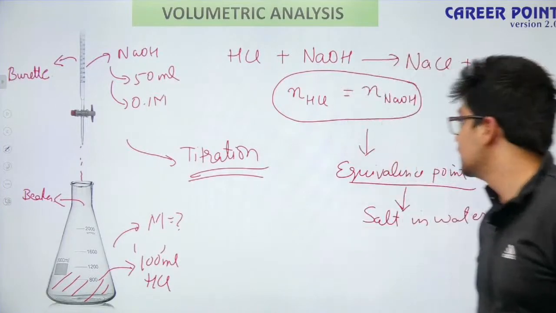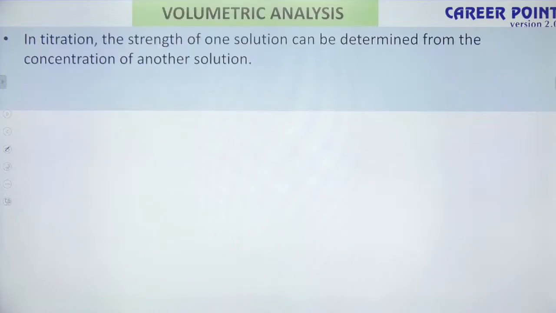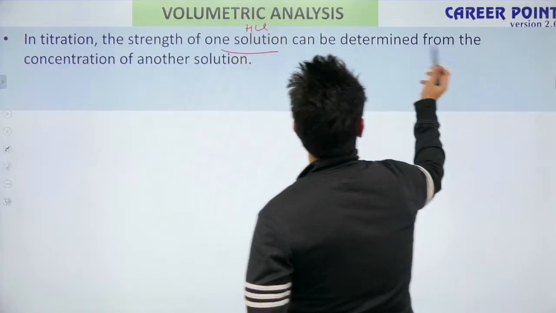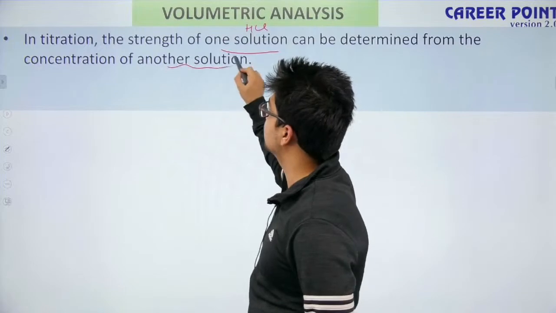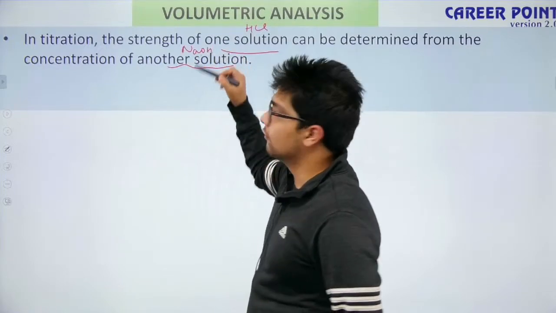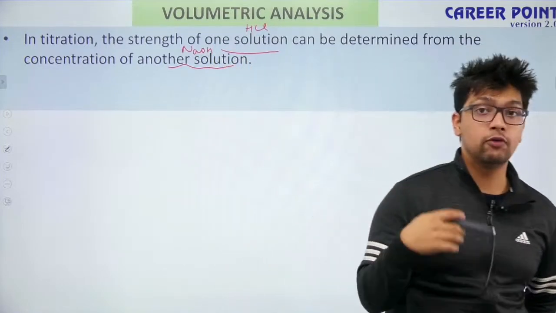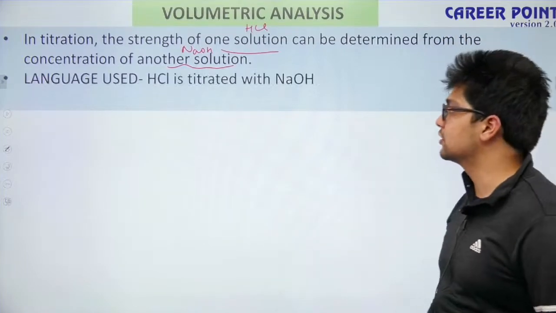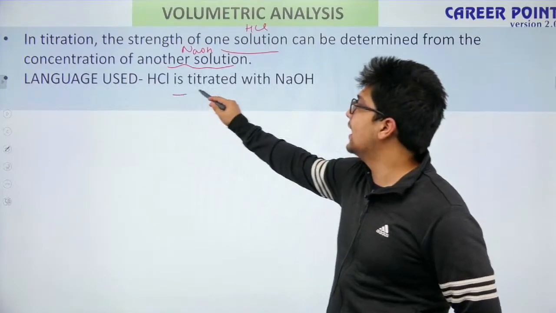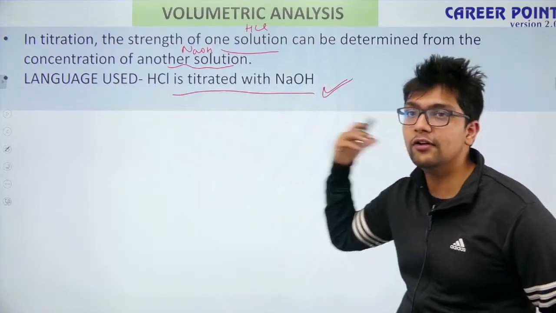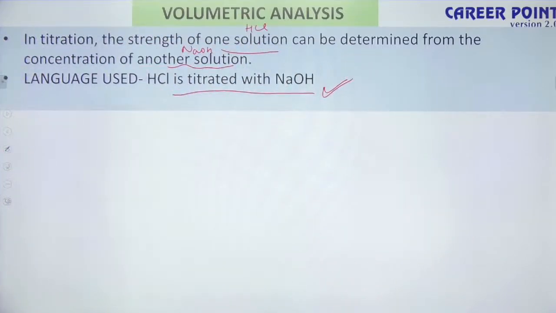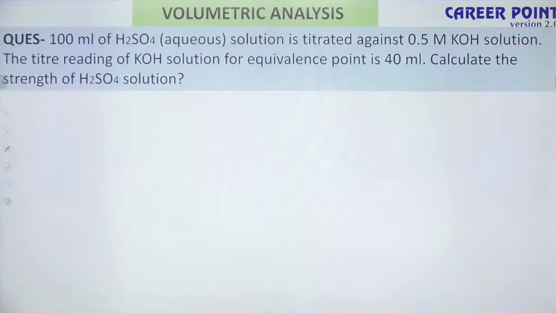Okay, sure. So this is called titration. In titration, the strength of one solution, in our case the strength of HCl, can be determined from the concentration of another solution, that is NaOH. We didn't know the molarity of HCl, but we could calculate it using the molarity of NaOH. The language used is HCl is titrated with NaOH. So this is how we will solve these types of questions. Is this clear?